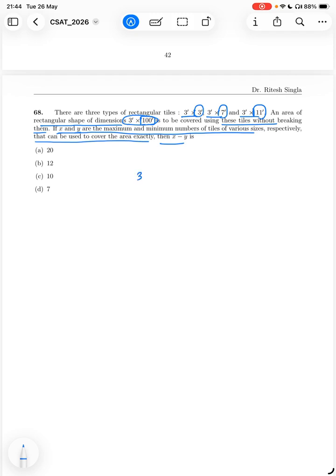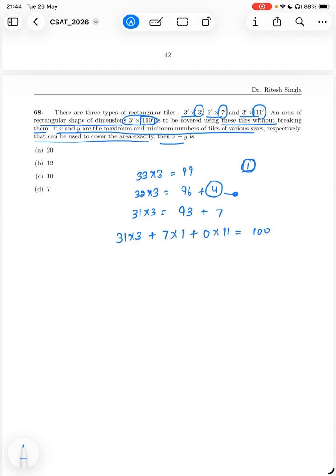Okay, so one possibility is 33 into 3, which is 99. But it is not possible because you do not have any tile of length 1. Next possibility is 32 into 3, which is 96 plus 4. So you do not have a tile of size 4. Next is 31 into 3, which is 93 plus 7. So basically 31 into 3 plus 7 into 1 plus 0 into 11 is equal to 100. So this is the maximum number of tiles you can use. So the maximum number of tiles is 31 plus 1 plus 0, which is 32.